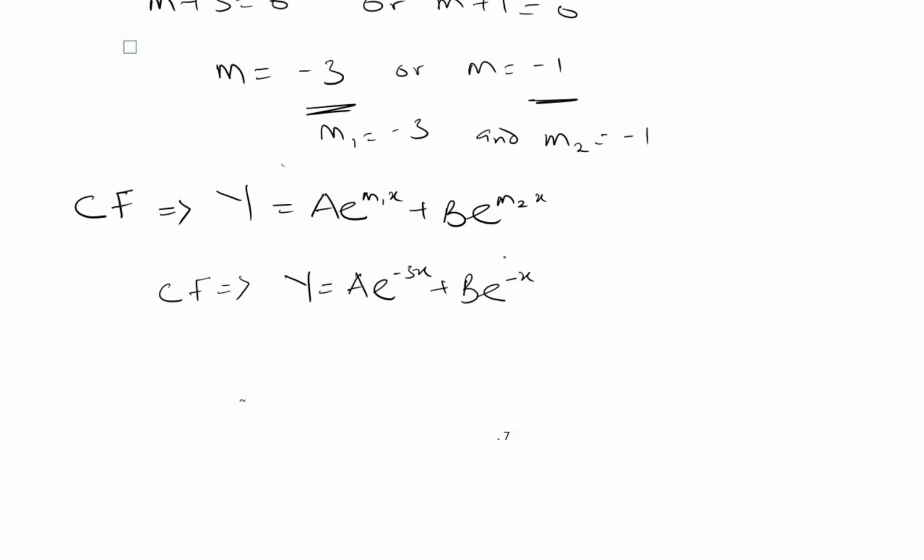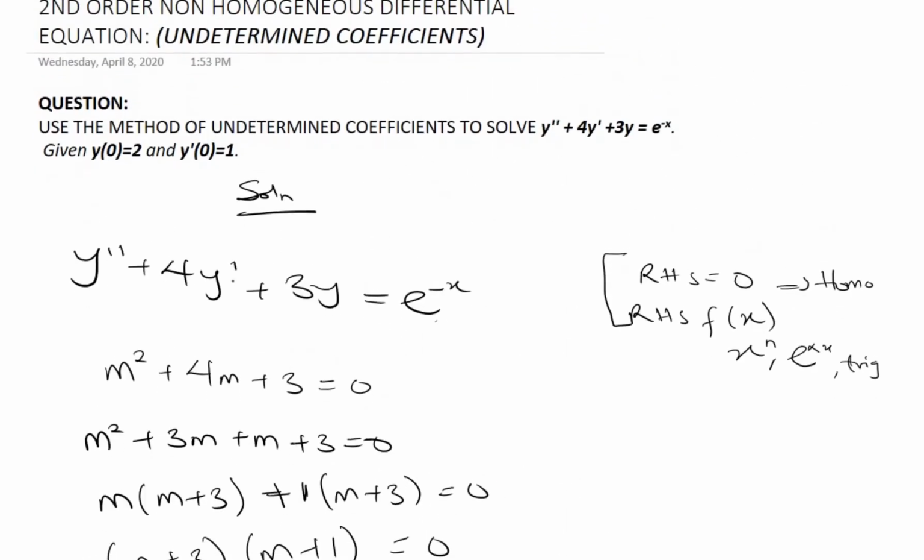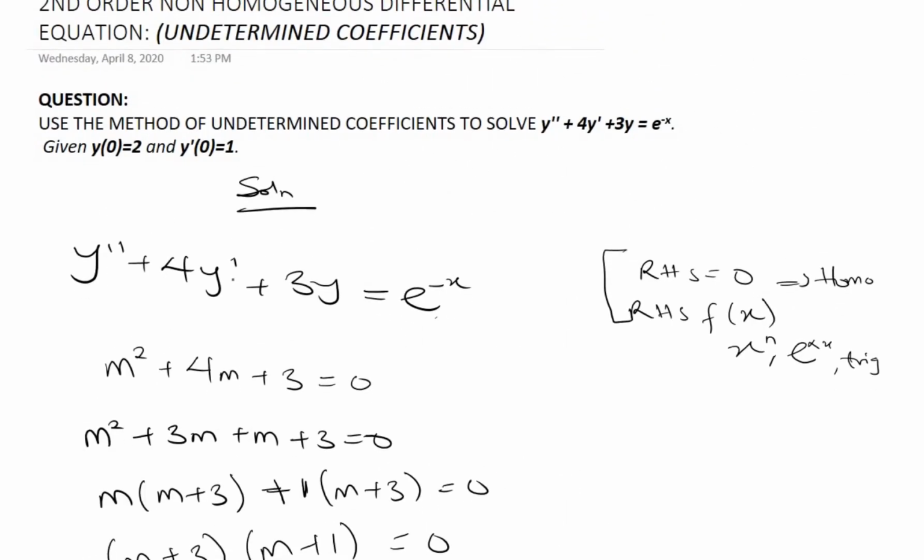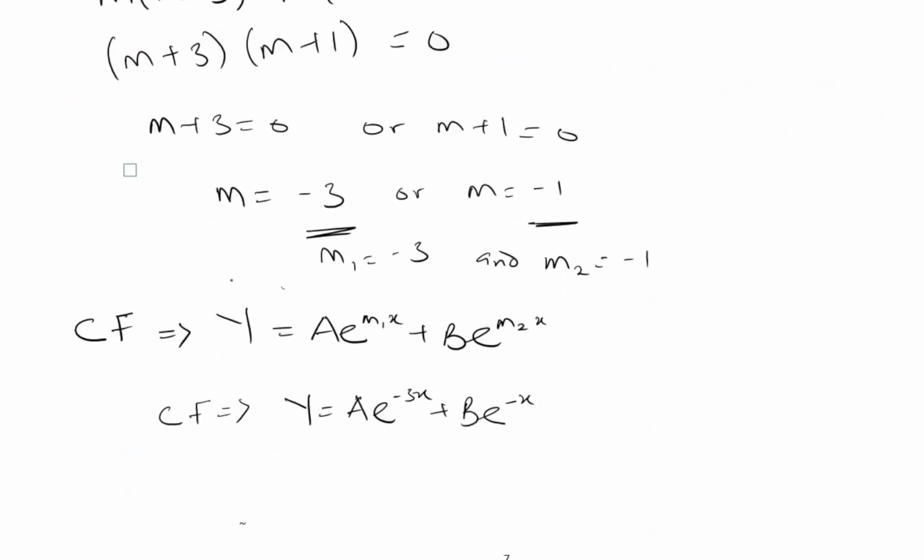Now the particular integral part. The particular integral part is where we are going to solve for the right hand side of our equation. Now the right hand side is exponential of negative x. So this shows that our right hand side, or the particular integral part, is an exponential function, that's exponential of negative x.